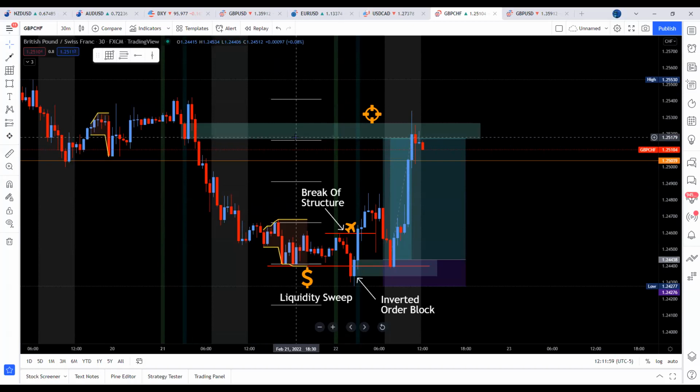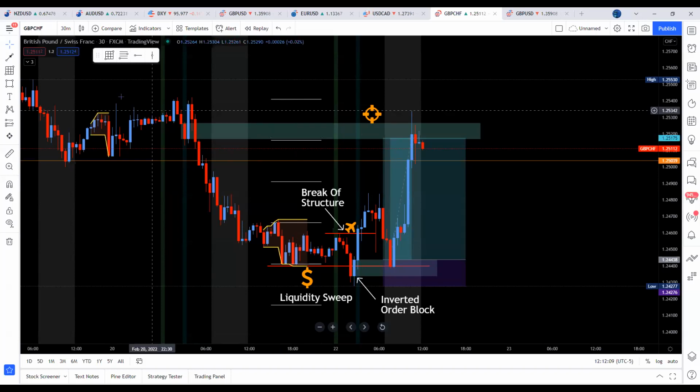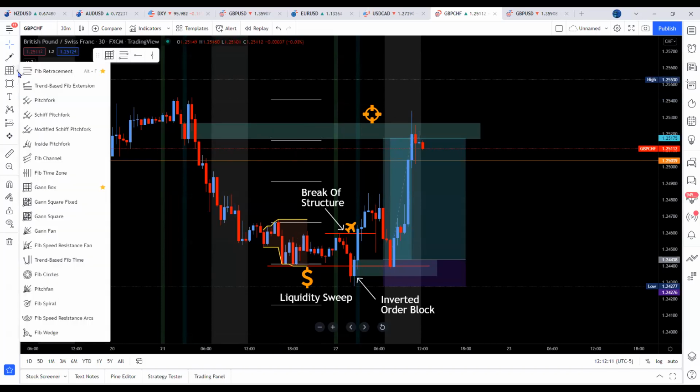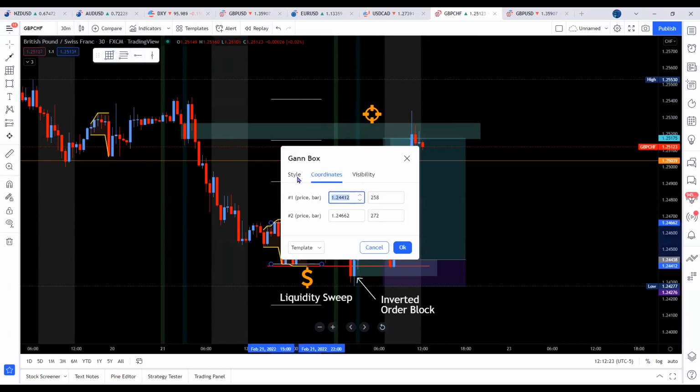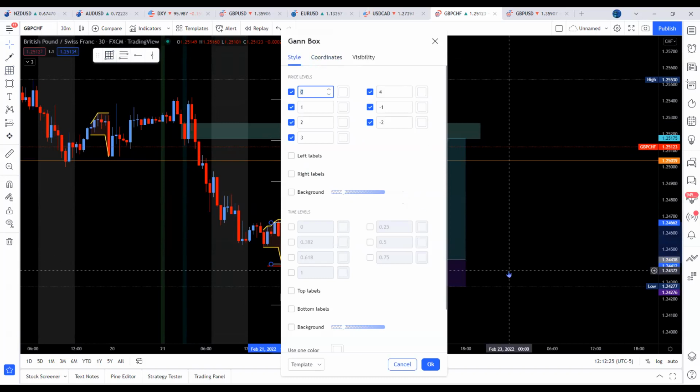Yes, James. The standard deviation that you have created, is that an indicator? How did you mark it? It's a tool, not an indicator. It's a tool that you find up here where your fib retracement is, and you put up the Gann box. So it's right here. It's the Gann box, and these are the coordinates right there. Thank you so much. No problem.